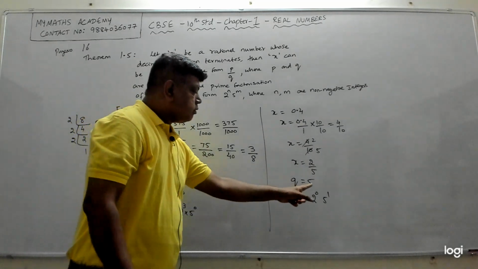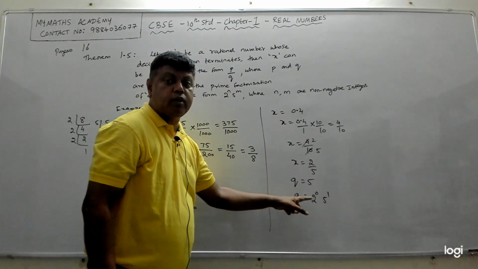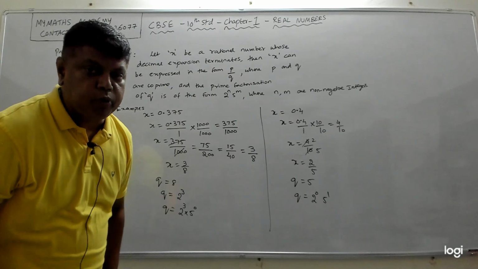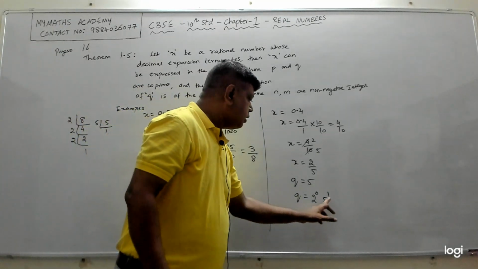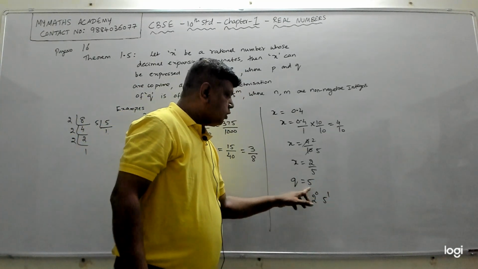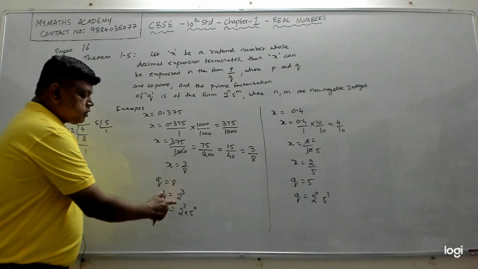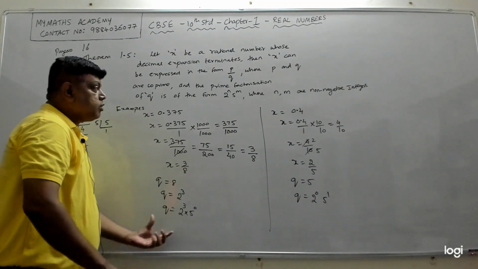Whenever only 5 is there and 2 is not there, you can always put 2 power 0. Here it is 5 power 1. 5 means 5 power 1. The 2 is not there. Whenever 2 is not there, you can put 2 power 0. Here 5 was not there, so we put 5 power 0 so that we get it in this form.